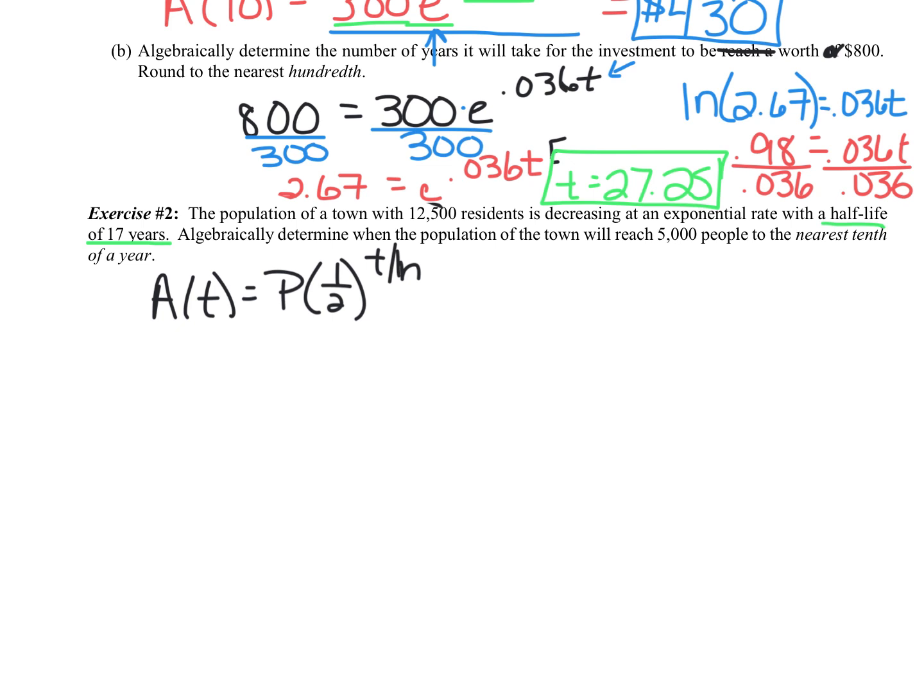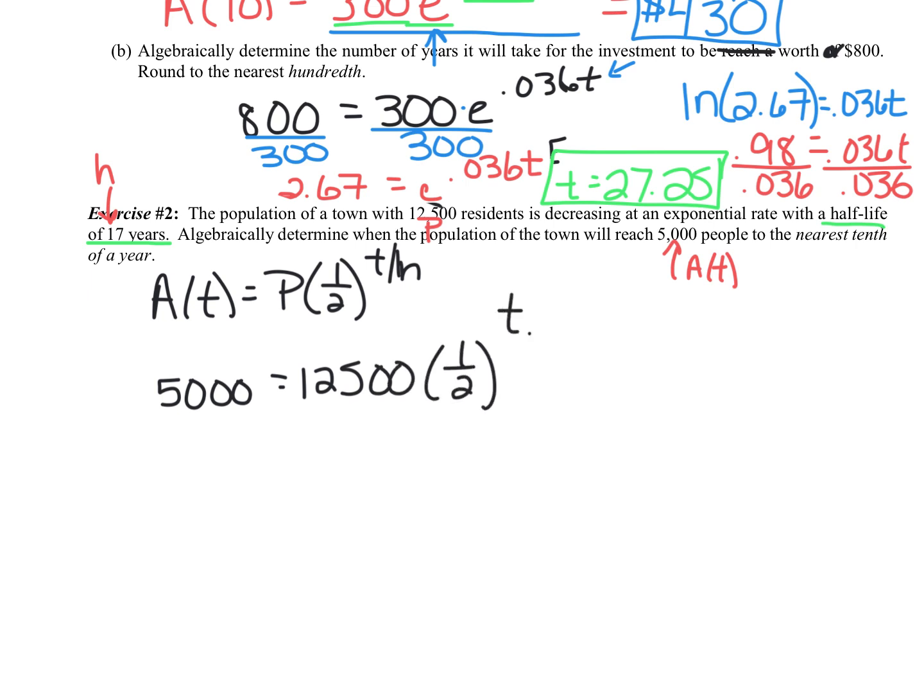Looking for values I have in this problem, my start value is 12,500. My half-life is 17. And in this case, this number is what A(t) is going to equal. That's our number at the end. So plugging those values in, I have 5,000 equals 12,500 times 1/2 to the t over 17. Now, I would suggest pausing the video here and solving this, seeing if you can get the correct answer to the nearest tenth of a year.